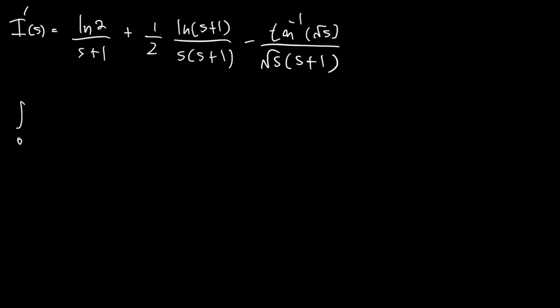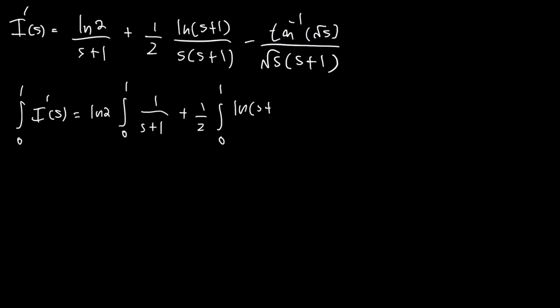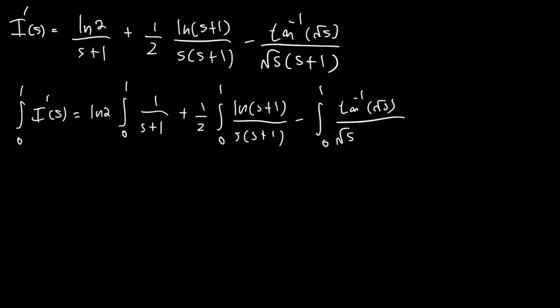So the integral from 0 to 1 of I prime of s will be the natural log of 2 times the integral from 0 to 1 of 1 over s plus 1, plus 1/2 the integral from 0 to 1 of the natural log of s plus 1 divided by s times s plus 1, and minus the integral from 0 to 1 of the inverse tangent of the square root of s divided by the square root of s times s plus 1.